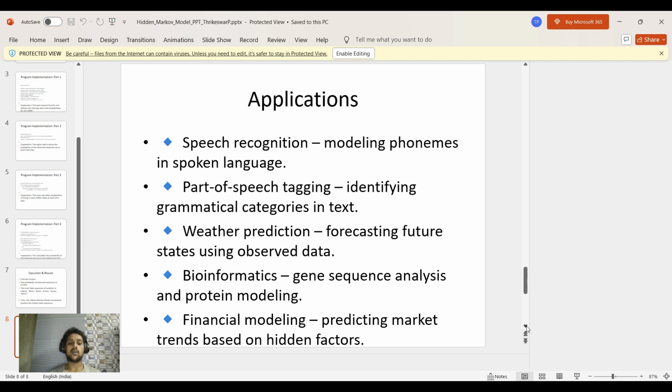Fourth one is bioinformatics, that means genetic sequence analysis and protein modeling. Fifth one is financial modeling, predicting the market trends based on the hidden factors.